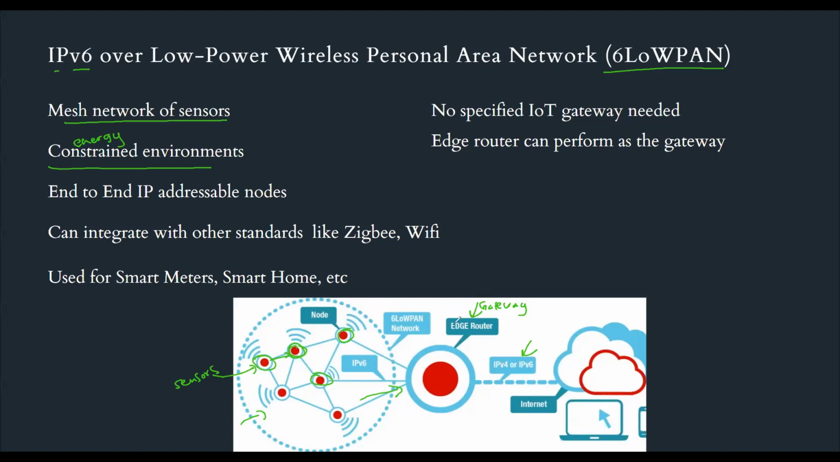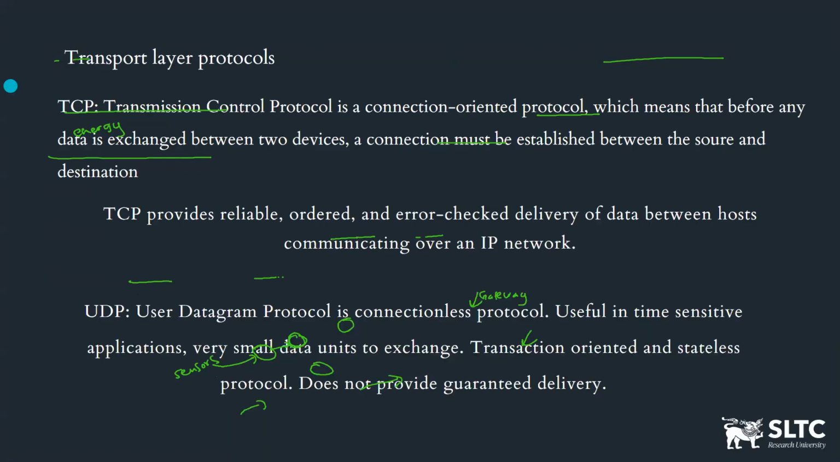In here, the communication between these sensors can happen using short range communications like Zigbee, Wi-Fi. And these can be used for applications like smart meters, smart monitoring in remote locations, and in smart home applications. So a specified IoT gateway is not needed. An edge router can perform as a gateway.